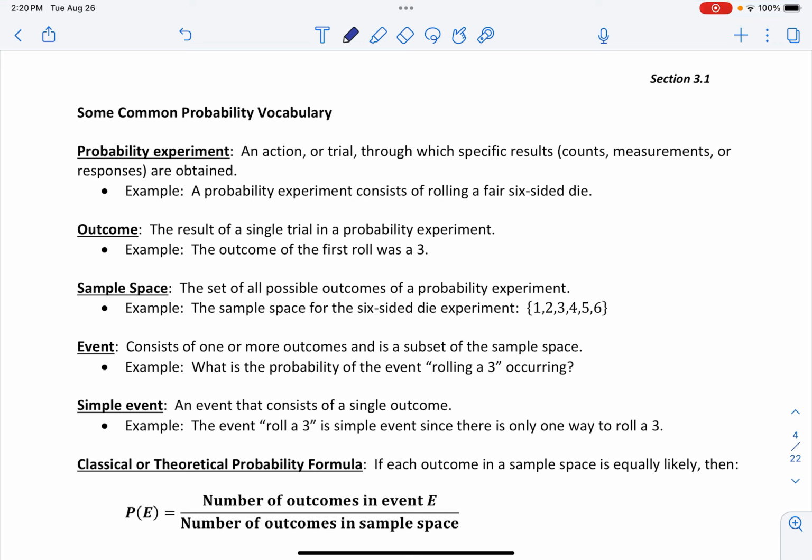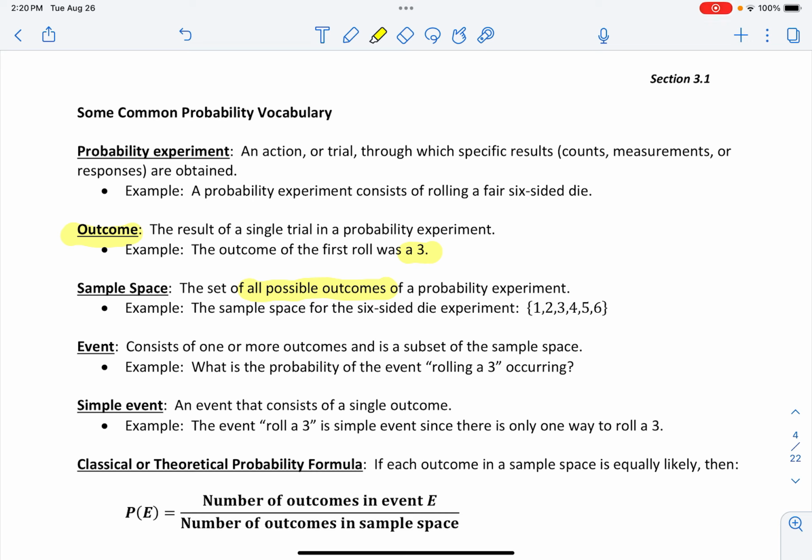For outcomes, the result of a single trial in a probability experiment. So the outcome of a first roll might be 3. Okay, that would be an outcome. So it's a single trial. The sample space is the set of all possible outcomes. So all possible outcomes is your sample space.